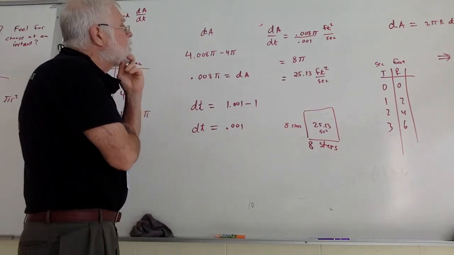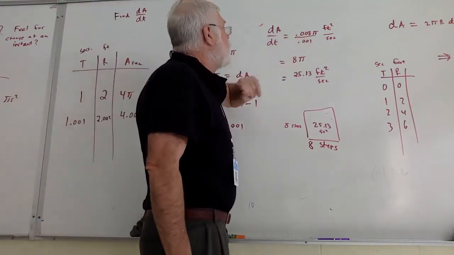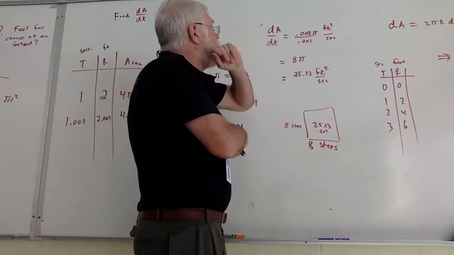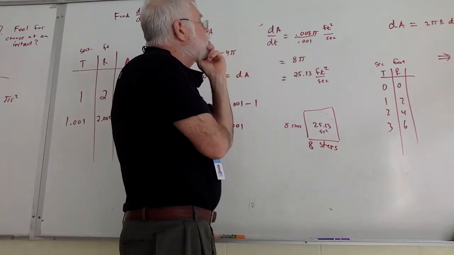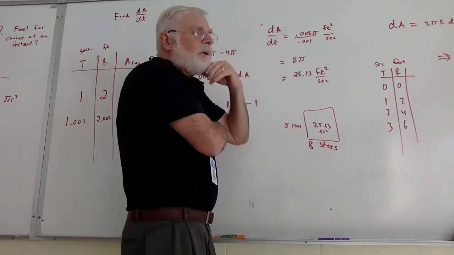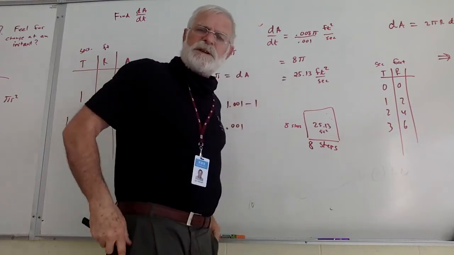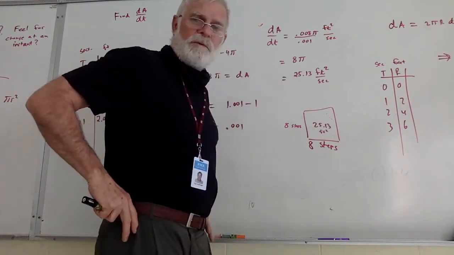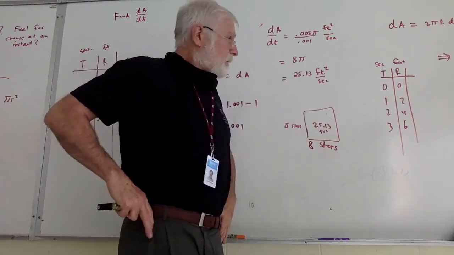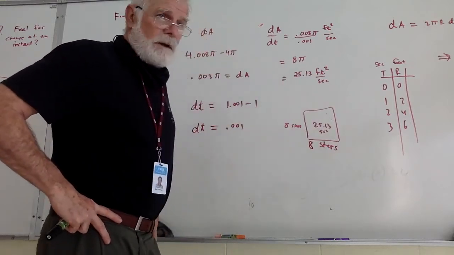And so I looked at the change in area, 0.008 pi, divided by 0.001 feet squared per second, came out to 8 pi. Move the decimal 3 places. And I did that out just as a decimal, and I got 25.13 square feet per second. Okay, so what's that mean?